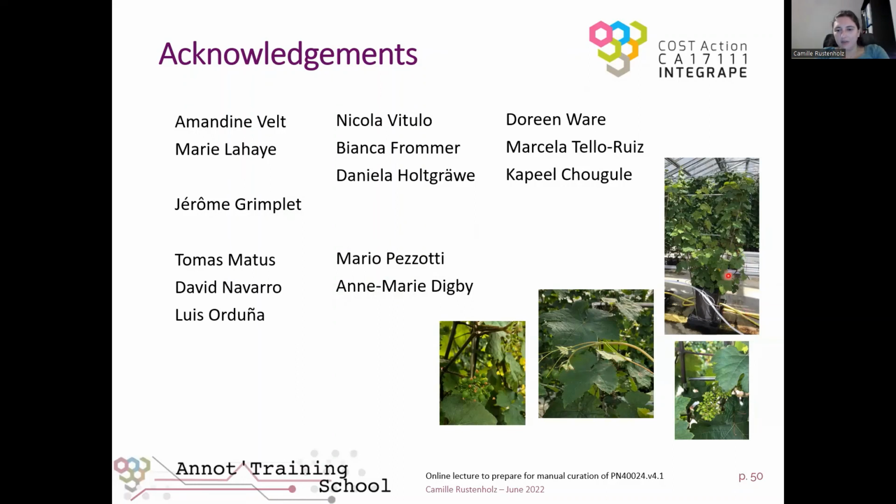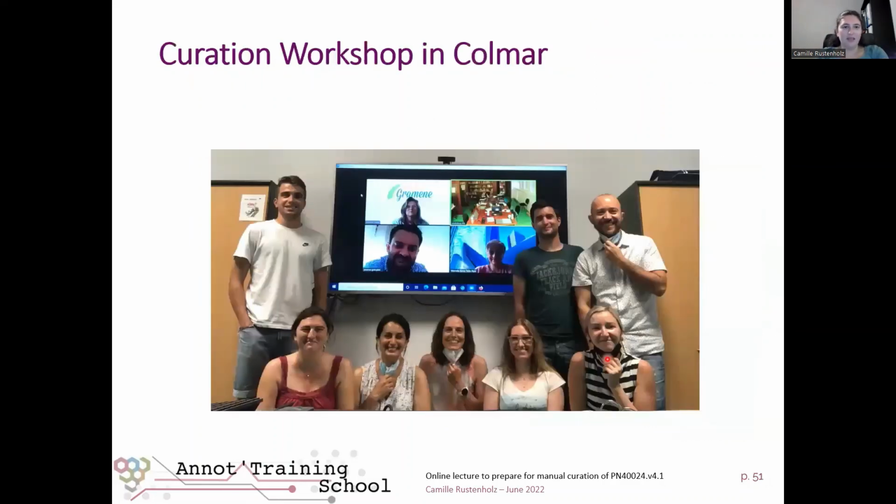And here are some pictures from the PN40024 plant. As you see, it's growing nicely in the greenhouse near my lab. And these are some pictures of samples that we took for the RNA-Seq. So all of this training school was actually born from a previous workshop that we hosted here in Colmar. And so we had a great time altogether. It was one year ago.